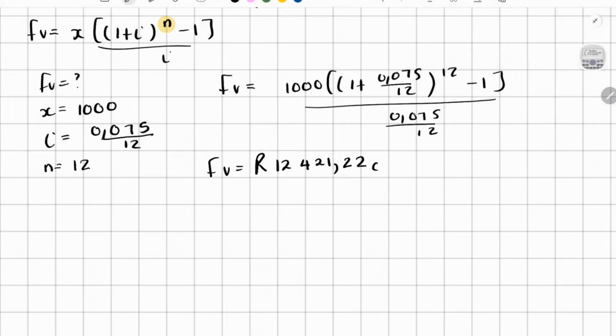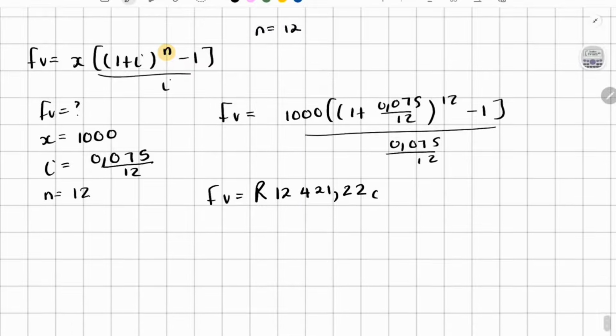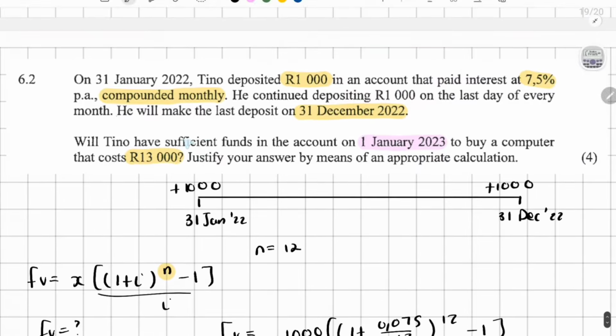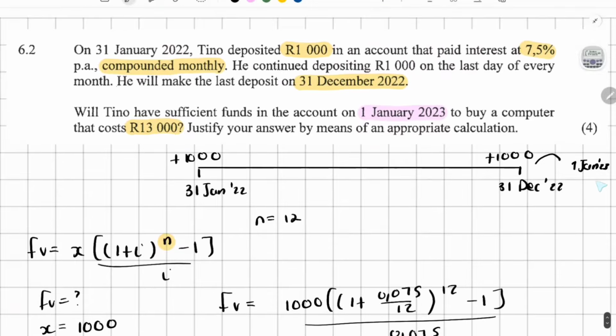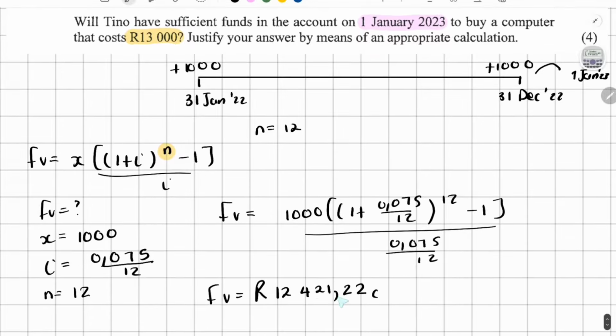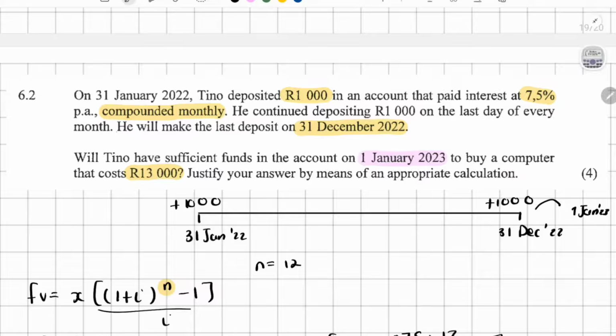So all we have to do here is, this is how much Tino saved up. The question is, will he have sufficient funds in the account on the 1st of January? Remember, the 1st of January of 2023 is just 1 day away, so he doesn't earn any interest. We already found that. We just have to find out, will he have enough money? This is how much he has in his account. So will he have enough money?